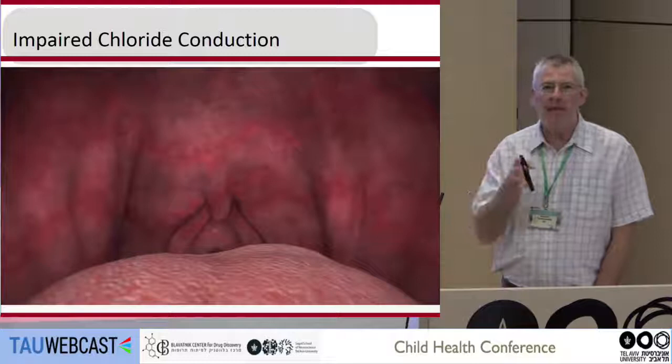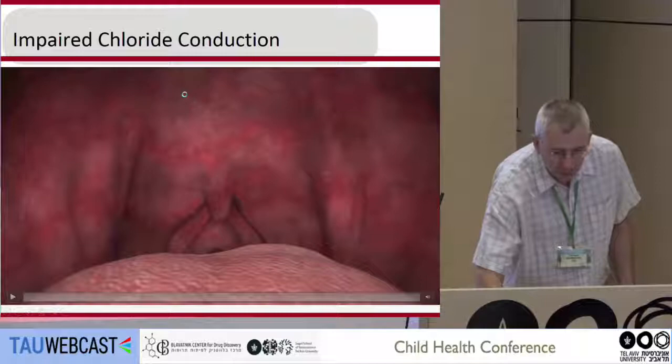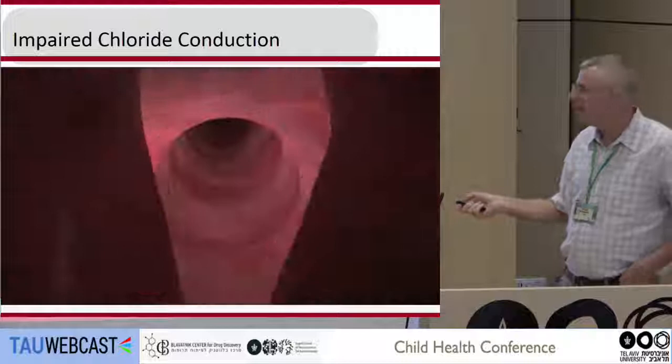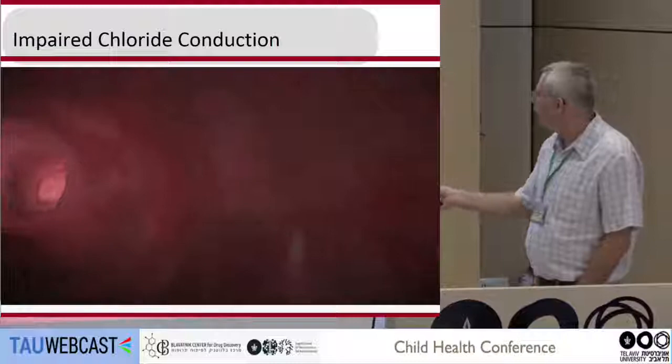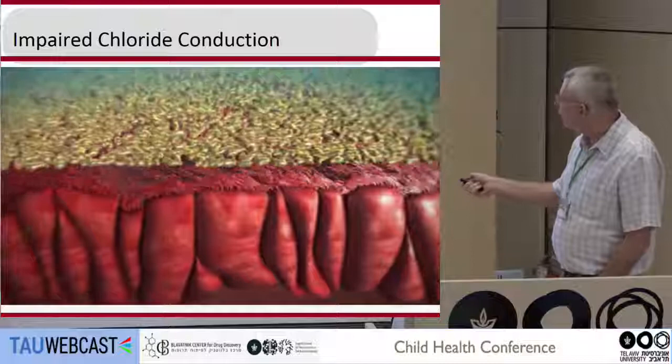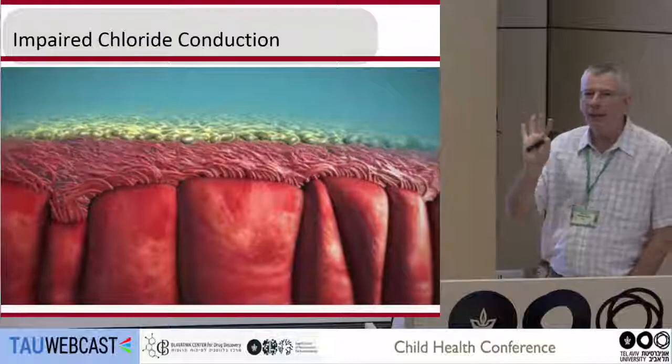So I'm going to take you on a quick tour of the lungs. Hopefully this is working. And we are going to turn left in a second and zoom into the cells which are lining the airways. This is the mucus layer, and these small organelles are called cilia, and they are continually beating, clearing the mucus away. And in this case, all is fine.